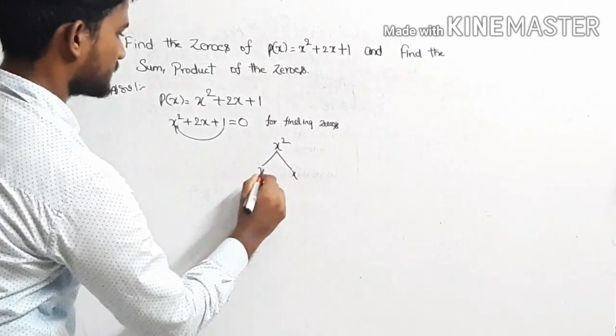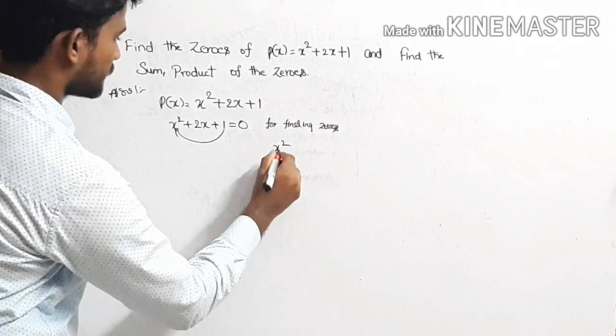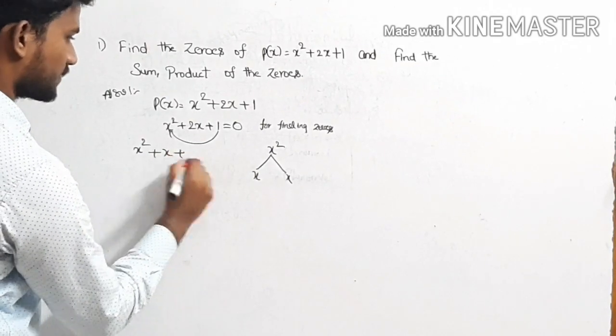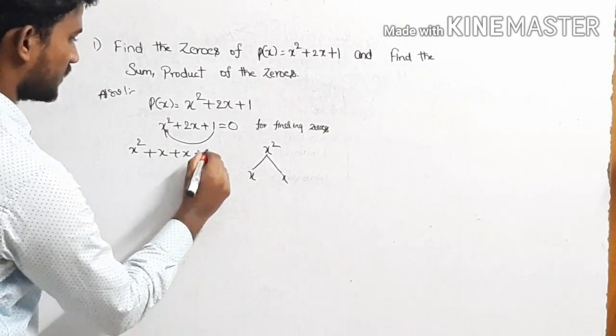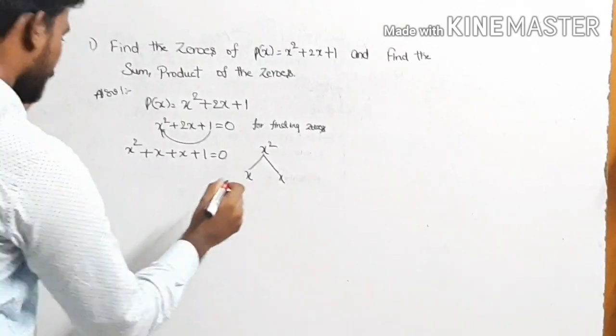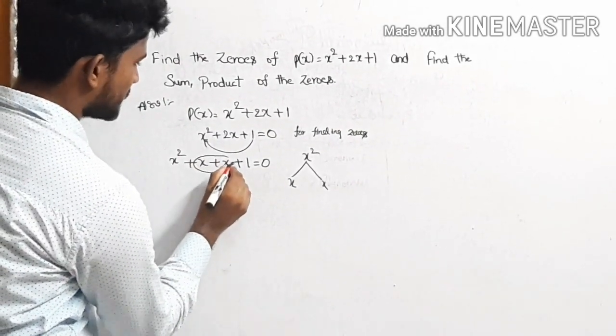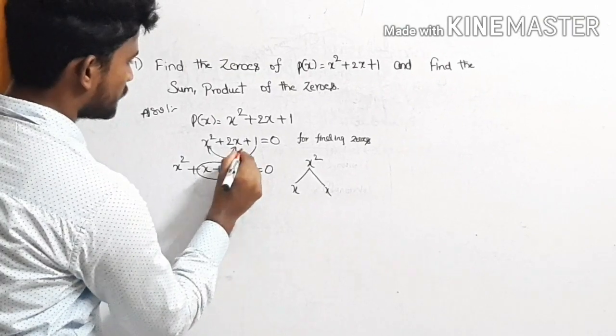So from this, x square plus x plus x plus 1 equals 0. By adding these two, x plus x is equal to 2x.